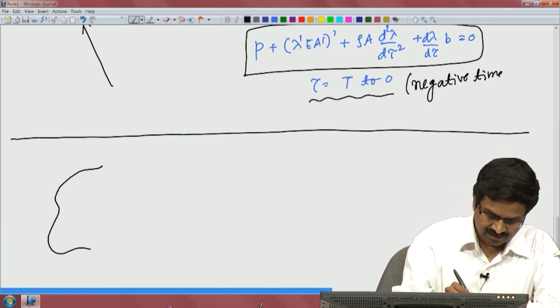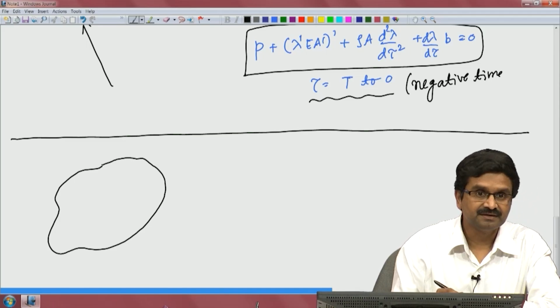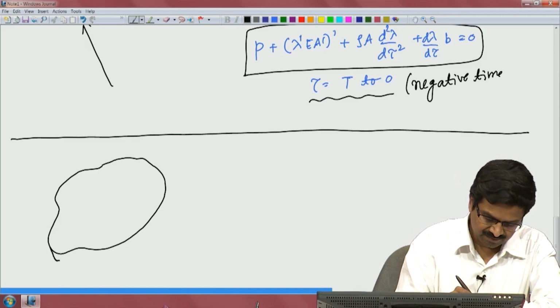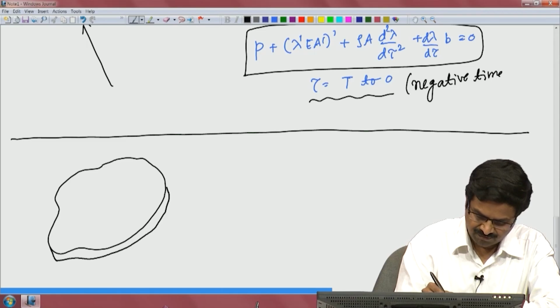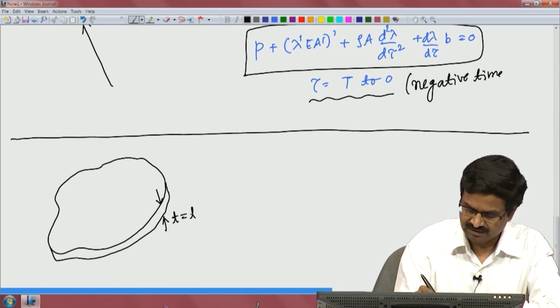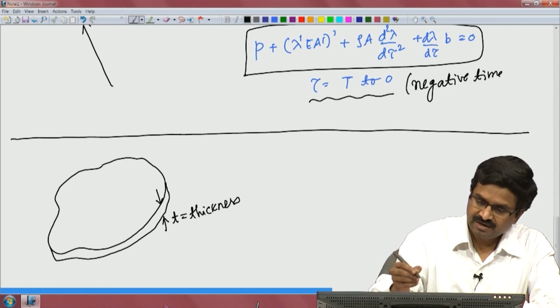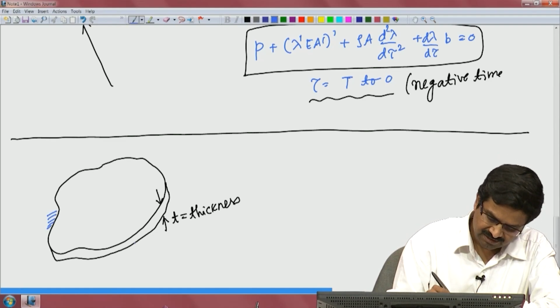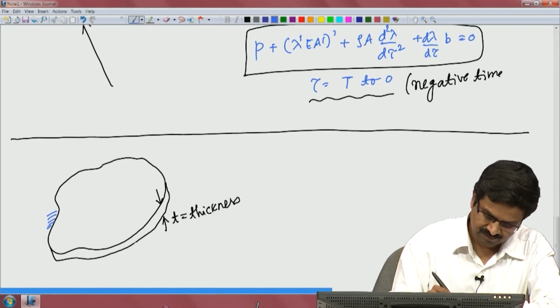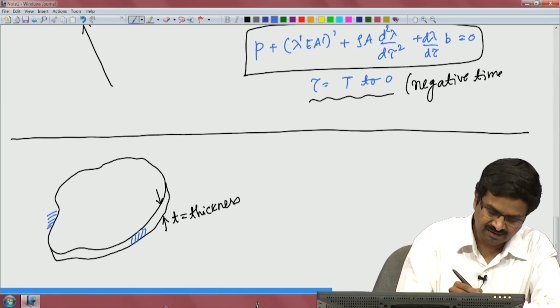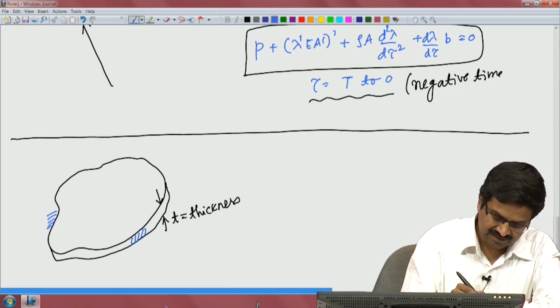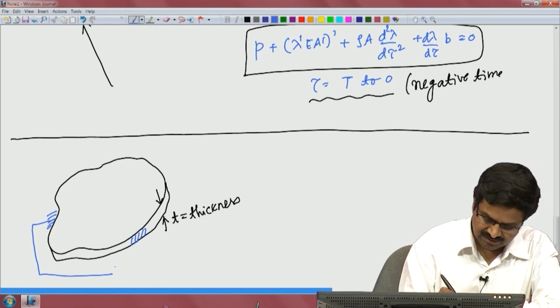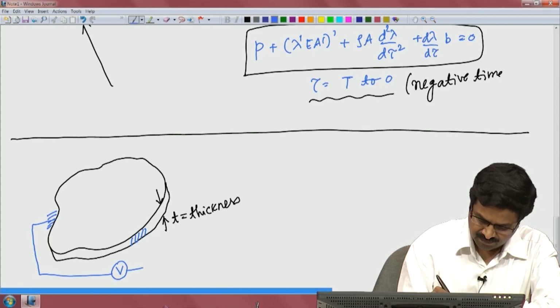Let us say we take a 2-dimensional sheet of some kind, and let it have some thickness. For now, let us take this as uniform thickness T, and we apply some electric potential difference between 2 points. Let us say somewhere here and here we fix it mechanically and also apply some voltage.